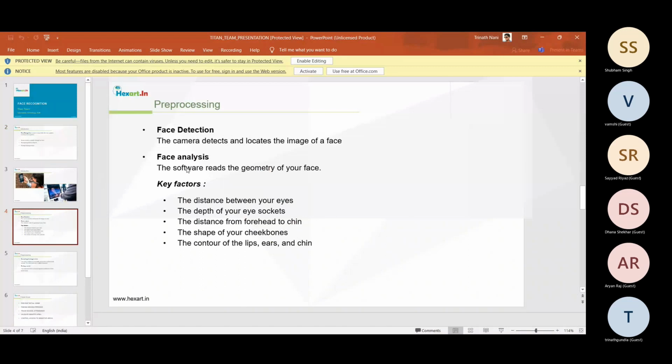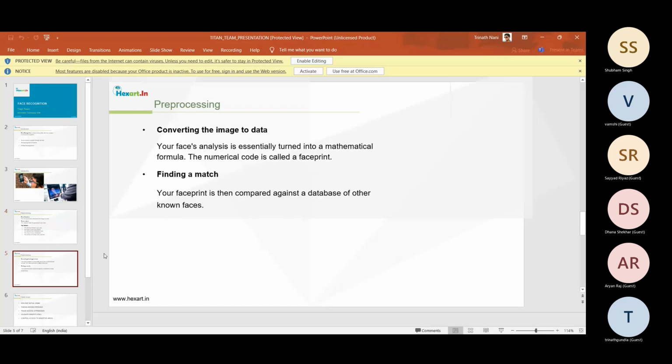Pre-processing of facial recognition consists of four steps. The first step is face detection. It has to detect the face of the person in front of the camera, and it analyzes the face as the distance between the eyes, depth of the eye socket, and distance from forehead to chin. The data is analyzed by deep learning, which converts the image into data.